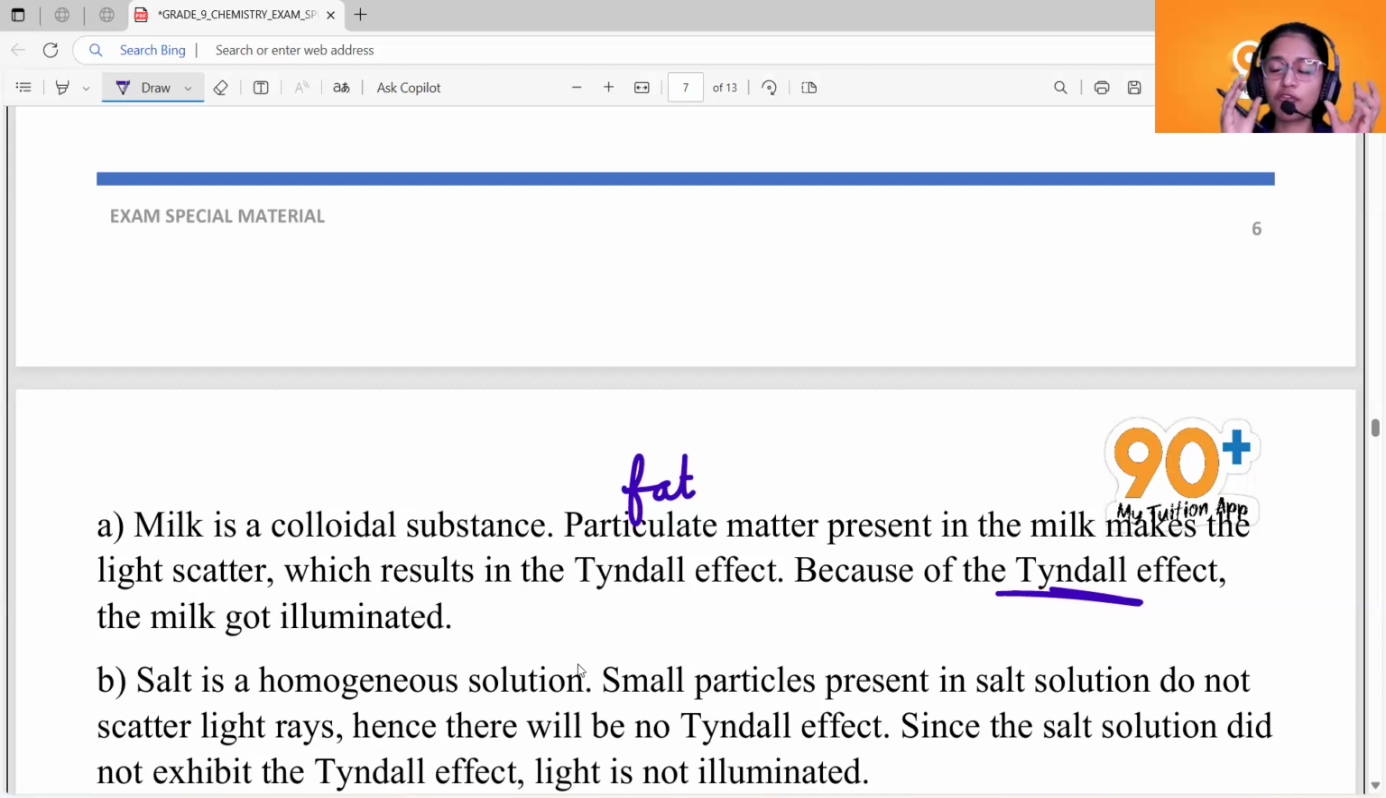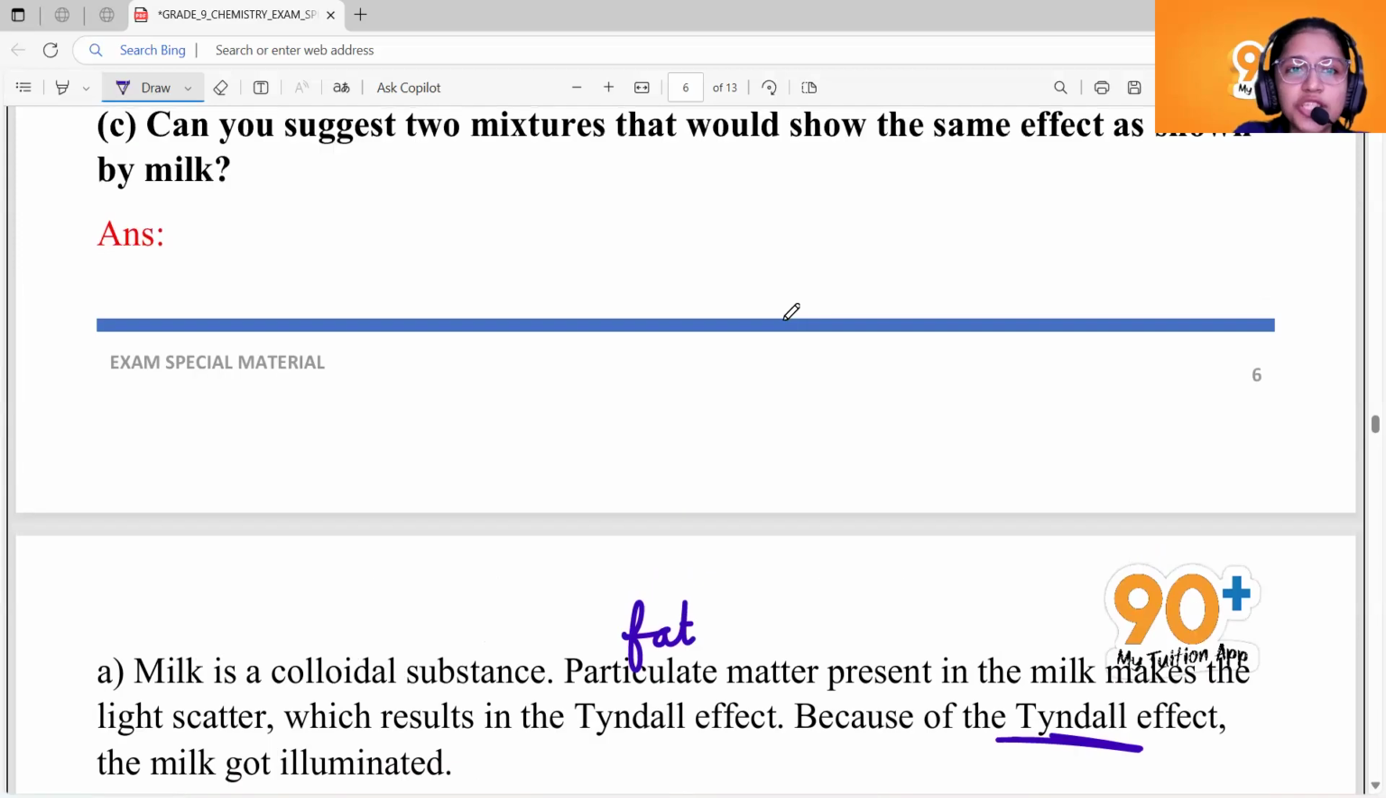For mixtures to show Tyndall effect, there must be a size criteria that the particles must fulfill. But in case of homogeneous mixtures like salt solution, particles are extremely small. They will not be able to scatter light, and therefore there will be no Tyndall effect. Since the salt solution did not exhibit Tyndall effect, light is not illuminated because the particles are too tiny to scatter light. Fine? Okay.